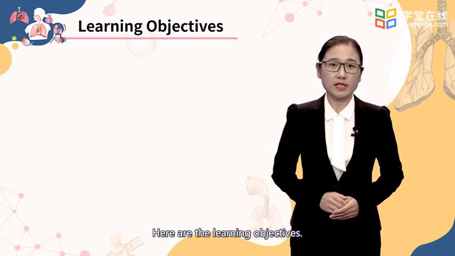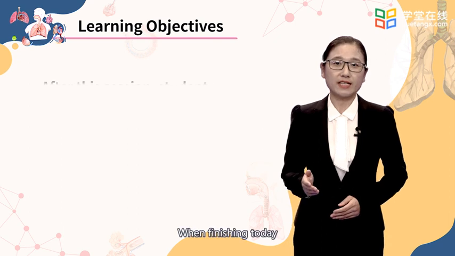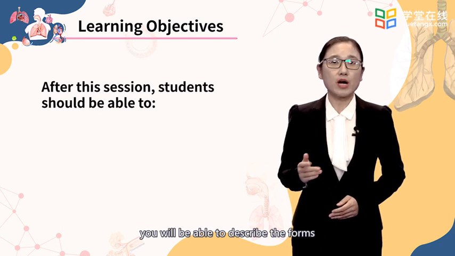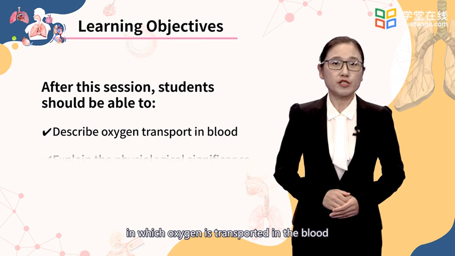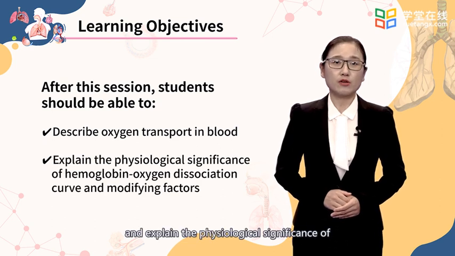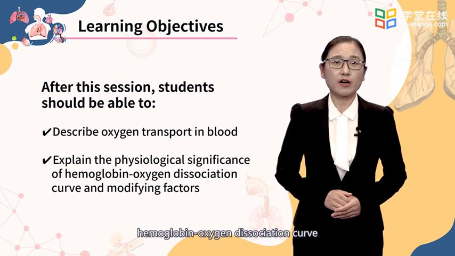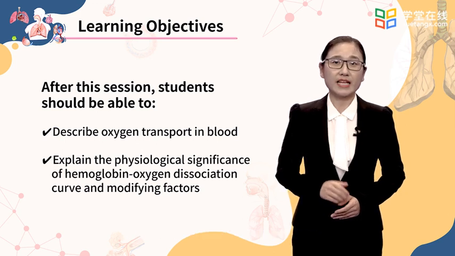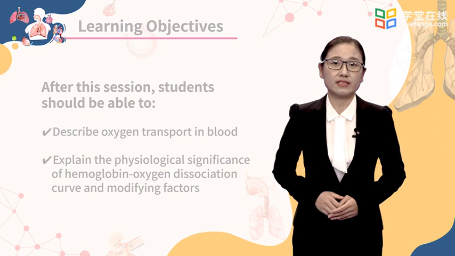Here are the learning objectives. When finishing today, you will be able to describe the forms in which oxygen is transported in the blood and explain the physiological significance of the hemoglobin oxygen dissociation curve and the factors that affect it.